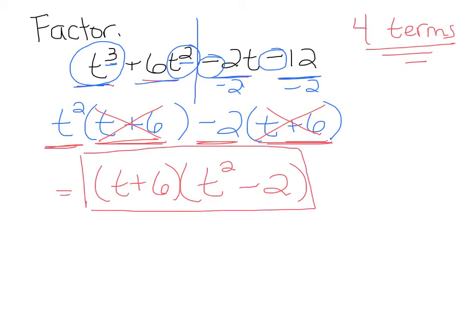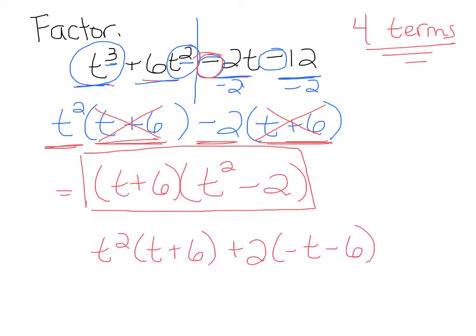Now I want to briefly show you what would happen if we had not factored out that negative. If we had not factored out the negative, we would have run into an issue of a negative t minus 6. Do you see that they are not identical? This would have posed as a problem. So to solve that problem, we have to factor out the negative. I hope this helps.